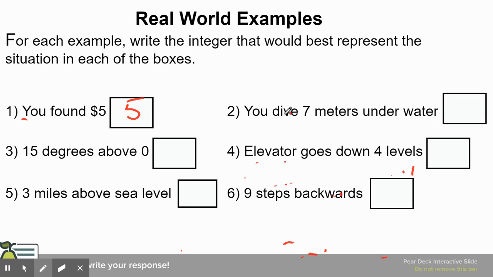The next one, you dive 7 meters under the water. So if this is the water here, let's say this is 0. Okay? Above means we're getting bigger. Below means we're getting smaller. So since we're going under the water below, that's going to be a negative. So we would say this is represented by -7. So what I want you to do right now, pause the video and try these on your own.